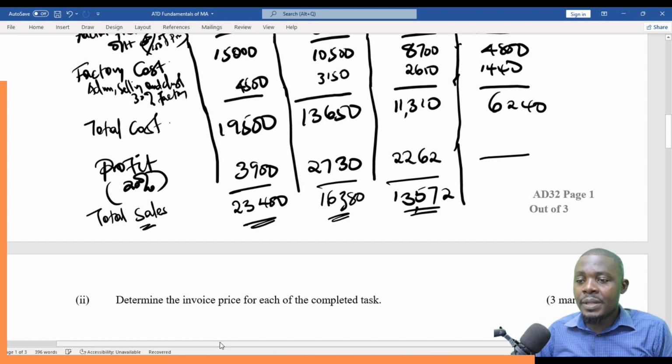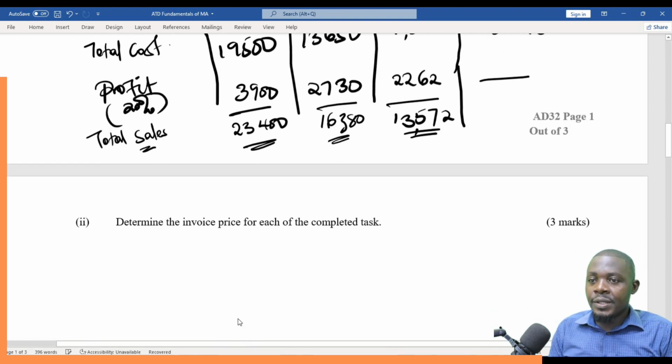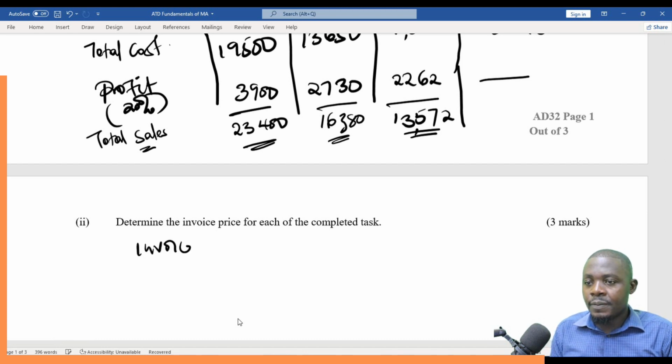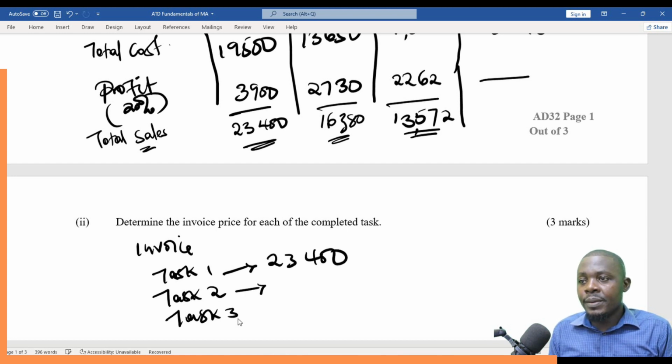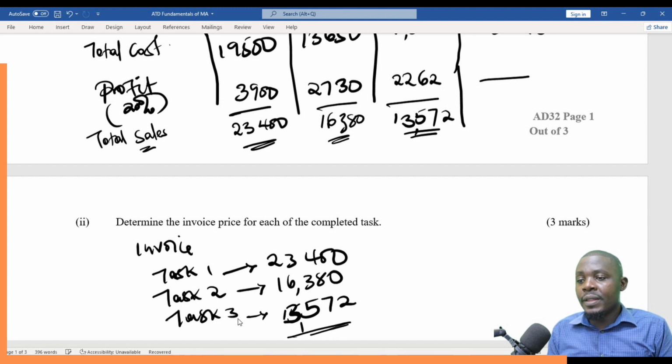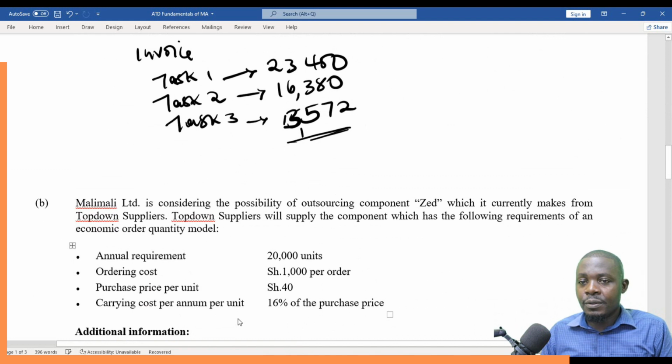Then we are told to determine the invoice price for each of the companies. That is what we call the invoice, whatever you have gotten. We have task 1, task 2, and task 3. The invoice we have for task 1 will be 23,400. Task 2 will be 16,380. Then task 3 is going to be 572. You do that, you score the entire marks for part A.